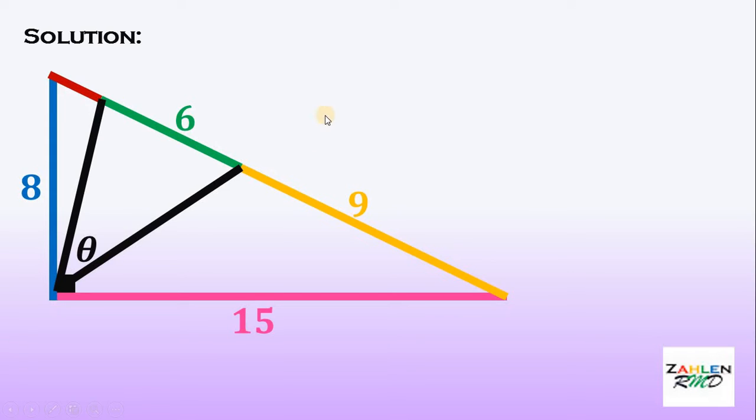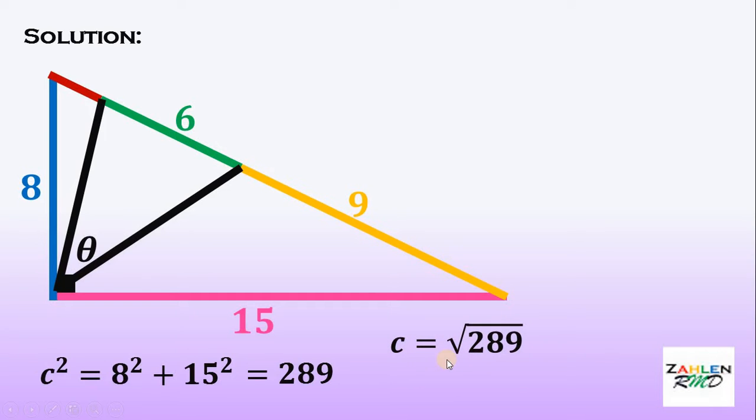Now let's start. First thing to do is to find the length of this brown segment. To do that, take note that this triangle is a right triangle, so we can use the Pythagorean Theorem. We have c squared equals 8 squared plus 15 squared. 8 squared plus 15 squared will give us 64 plus 225, and it is equal to 289. Now get the square root of both sides and we get c equals square root of 289, and square root of 289 is simply 17. Therefore, the length of the hypotenuse of this right triangle is equal to 17. Since we have 9 and 6, 9 plus 6 is 15, therefore, this brown segment is equal to 2 units.